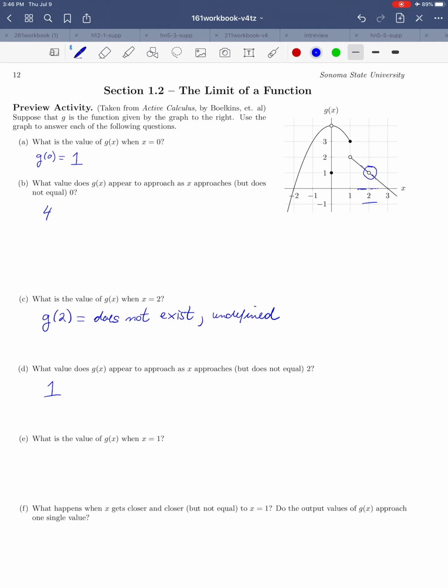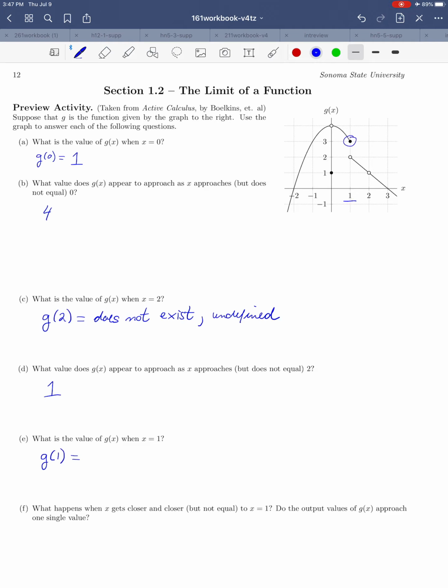So this is what's happening to our function values. Now part E is looking at yet another x value, x equal to 1. So let's clean that up and look at what happens around x equals 1. So x equals 1 is over here. What is g of 1? That's part E. What is the value of g of x when x is equal to 1? That's another way of asking for g of 1.